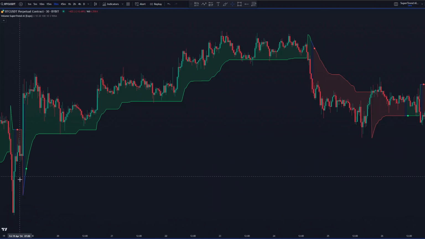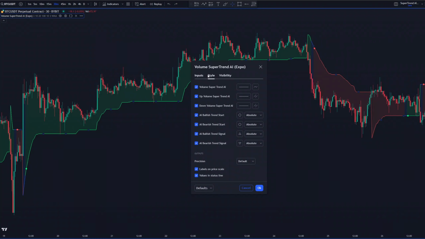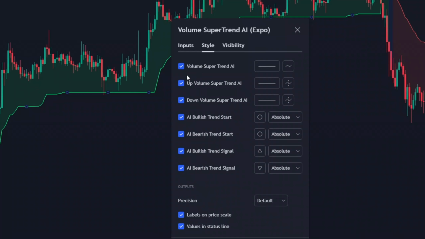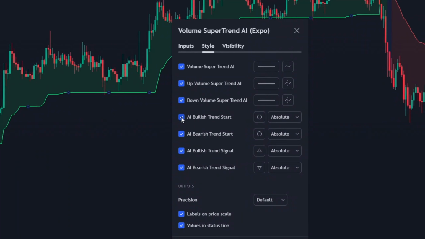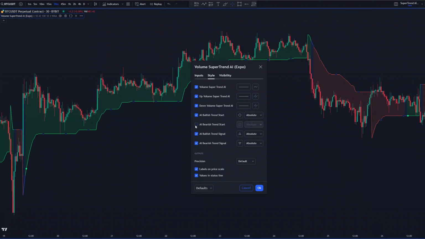Our strategy is really simple. We will go long whenever there is this green point, and we will go short whenever we have this red point. As you can see, if we go in the style section of the Volume Supertrend AI, you will see that we have a bullish trend start and a bearish trend start.